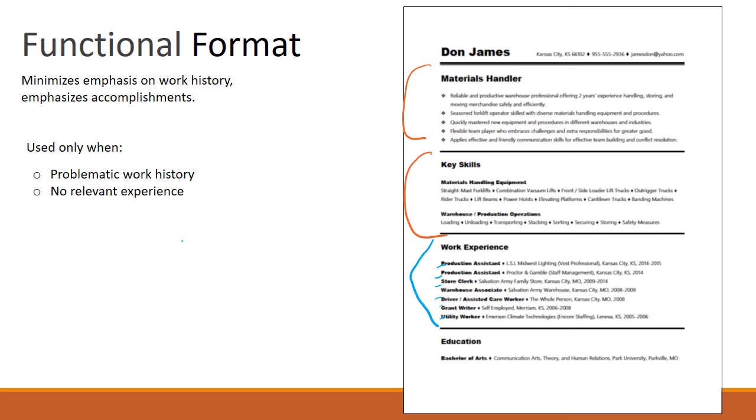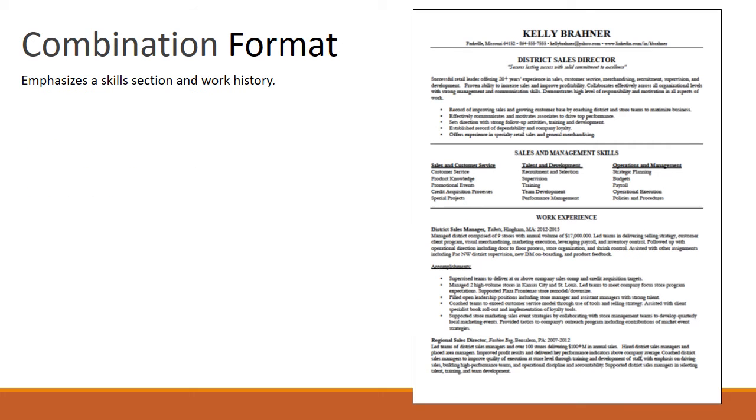I don't really think any of you in my class will need to do this format. I think there should be a way to where you can do chronological or you can do combination format, which is the next format. Combination format does a little bit of both. It does a little bit of the chronological, and it does a little bit of the functional format in that it emphasizes a skills section and a work history.